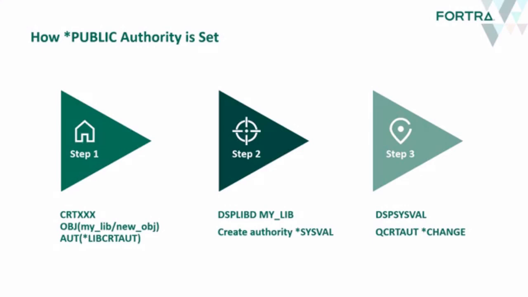When you look at the library itself, it could have a create authority set of *SYSVAL, which means it's looking at that system value of QCRTAUT. And by default, it's *CHANGE. So if you actually change that create authority on the library itself to *USE, you've now only affected the objects in that library. So you can go through your different libraries, identify the correct set of authorities, and then you can change your system value. So it allows you to slow roll those changes and not do everything at once and just hope for the best.